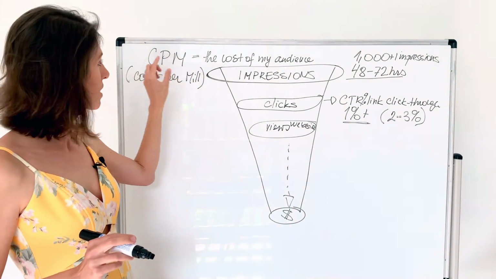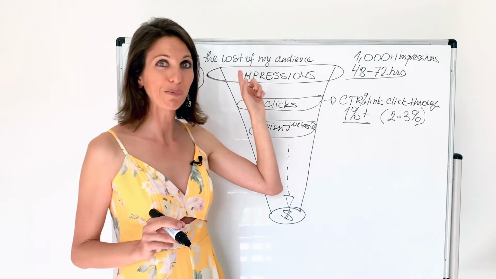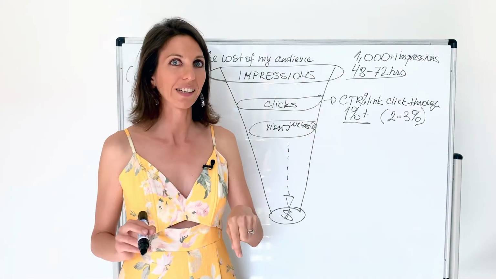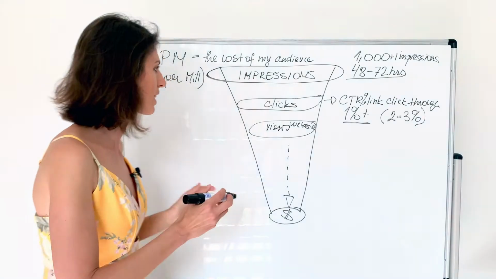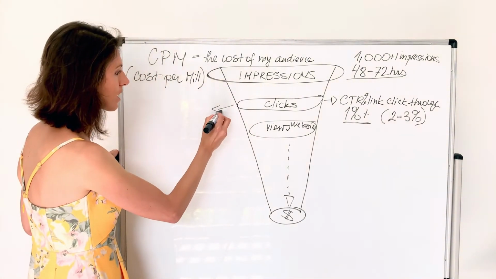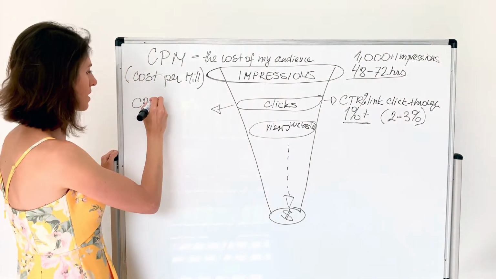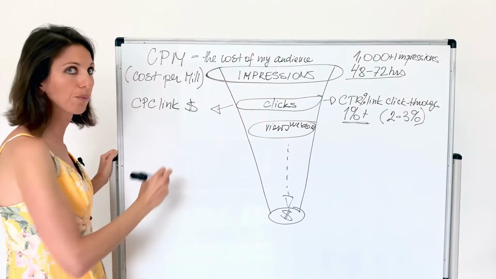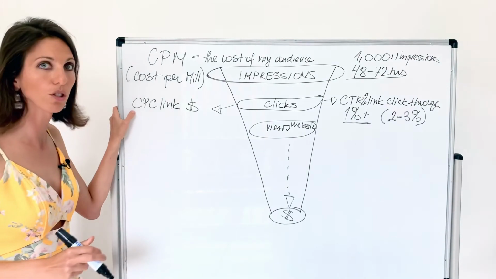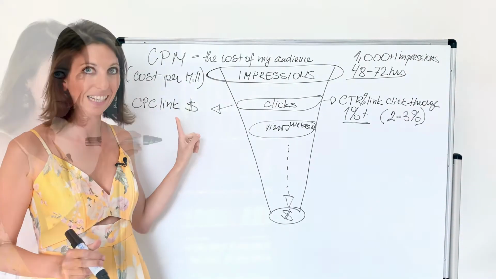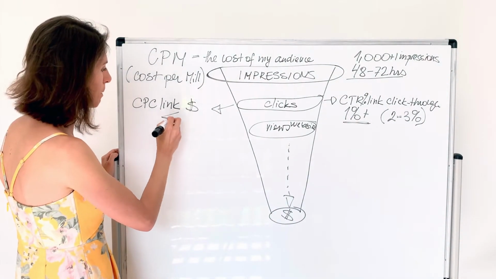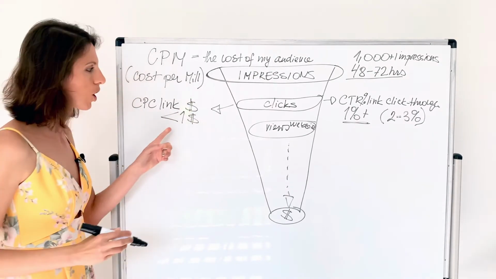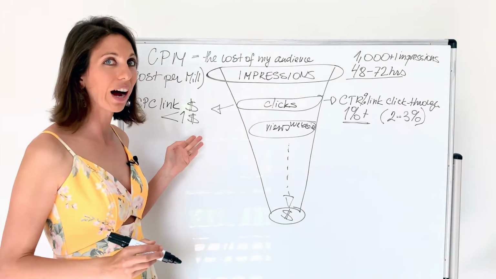In other words, the CPM, the cost per 1,000 impressions, and the number of people who click together, they will give you so-called CPC link. And this is going to be a dollar value. So this, in other words, is also cost per link click. We want to keep this below $1. All right. So we want to keep this below $1 or around $1.